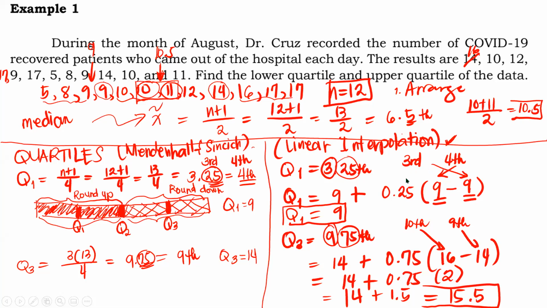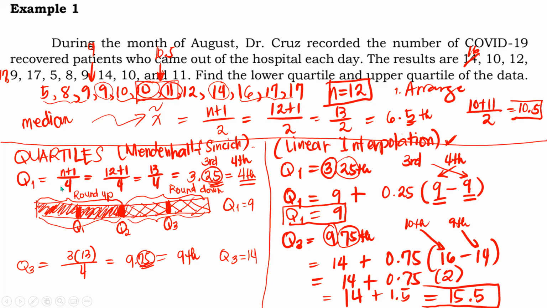diba dalawa sila, kung ano yung mas mababa na data, or should I say, yung naunang data na meron tayo. Tulad dito sa first quartile, yung pang third data, yung naunang data na meron tayo. And then after that, dito sa ating third quartile, syempre yung ninth data muna, i-add natin yon sa kung ano yung difference nilang dalawa times the point something that we have here, which is 0.75. Okay? So ganyan po yung process, no?